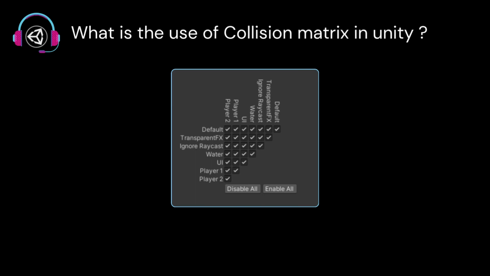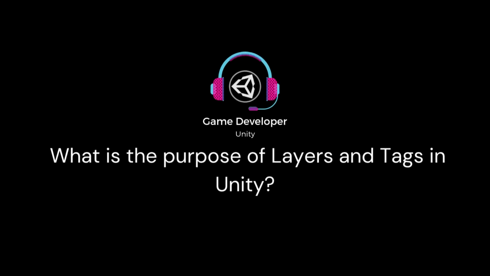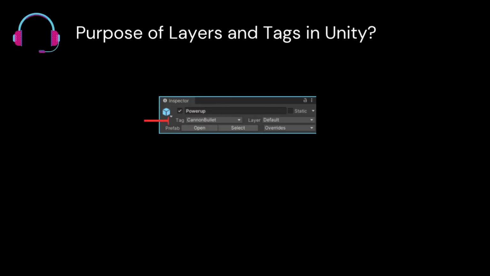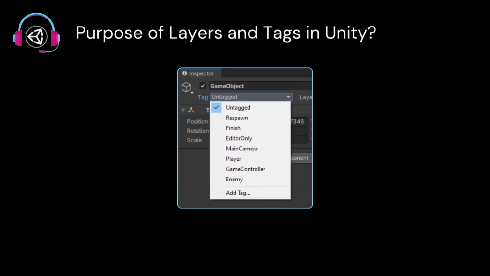Let's move to the next question. What is the purpose of layers and tags in Unity? Tags and layers are Unity's way to organize and control game objects. A tag is a reference word which you can assign to one or more game objects. For example, you might define a Player tag for player-controlled characters and an Enemy tag for non-controlled characters.